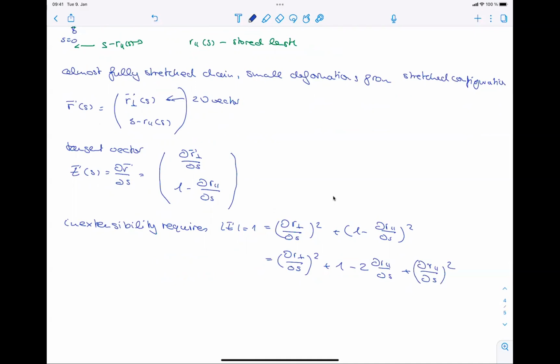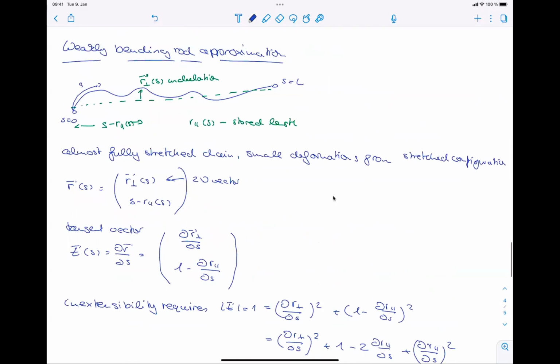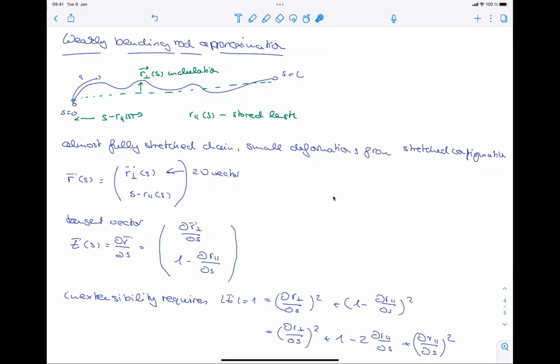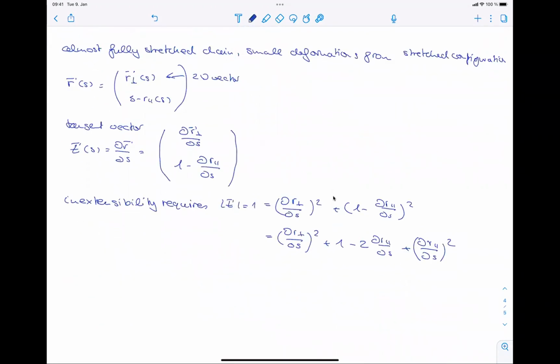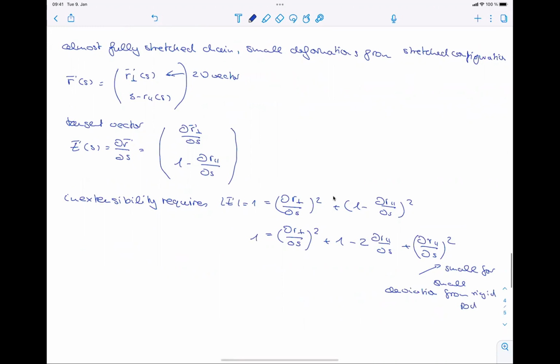As we said, in the limit of a rigid rod, particularly the stored length is very small. Also the undulations, but also if I deviate from that limit, I can assume that this stored length is small. So if we neglect higher order terms, so we say this is small, or small deviations from the rigid rod, then, and let me actually copy down this one here.